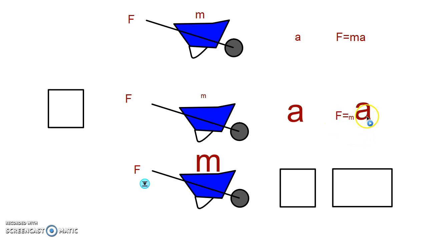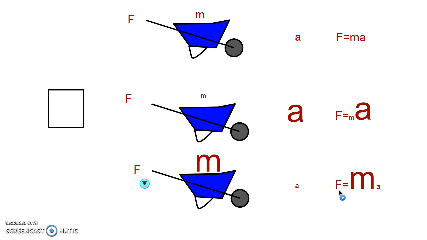So decreasing the mass increases acceleration. But what if our wheelbarrow gets heavier? Now, big mass, small acceleration, big mass, small acceleration. The key being that mass and acceleration are inversely proportional. As one gets bigger, the other gets smaller.